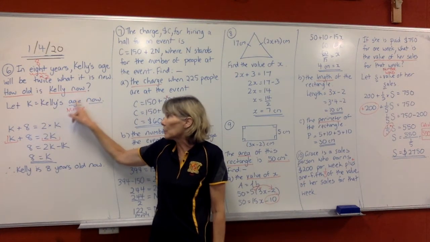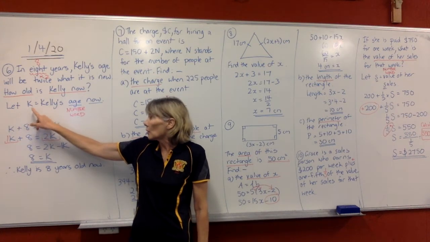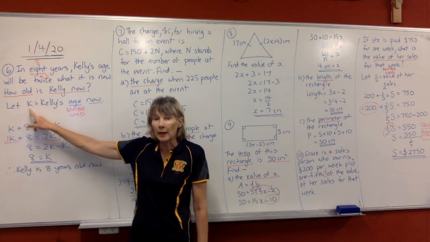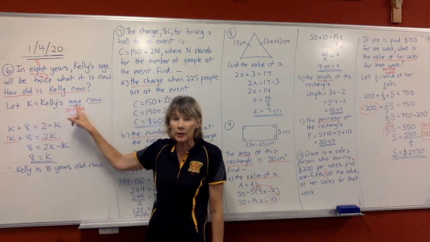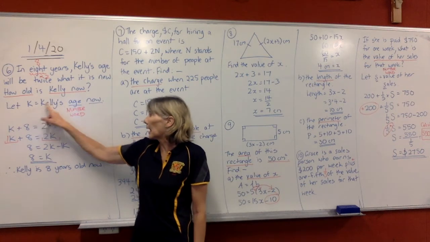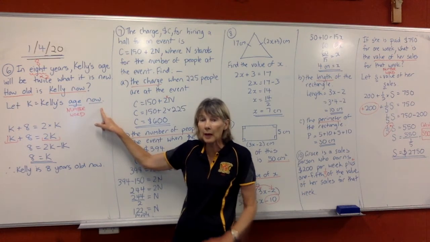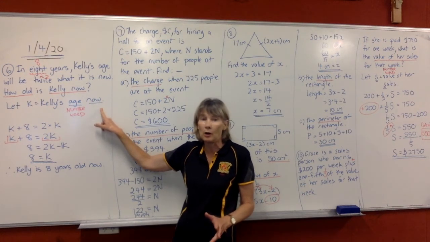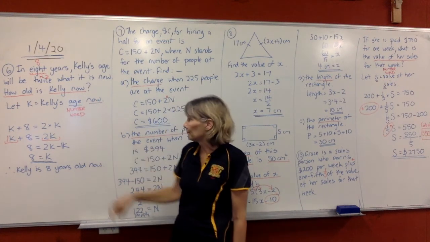So you've got to make sure when you put your let statement down here that when you represent your letter, you're going to have let K equal Kelly's age. Age is our number word because an age is a number. So let K equals Kelly's age, but make sure that you write now on the end because we are talking about Kelly's age at different times. And they're asking for how old she is now.